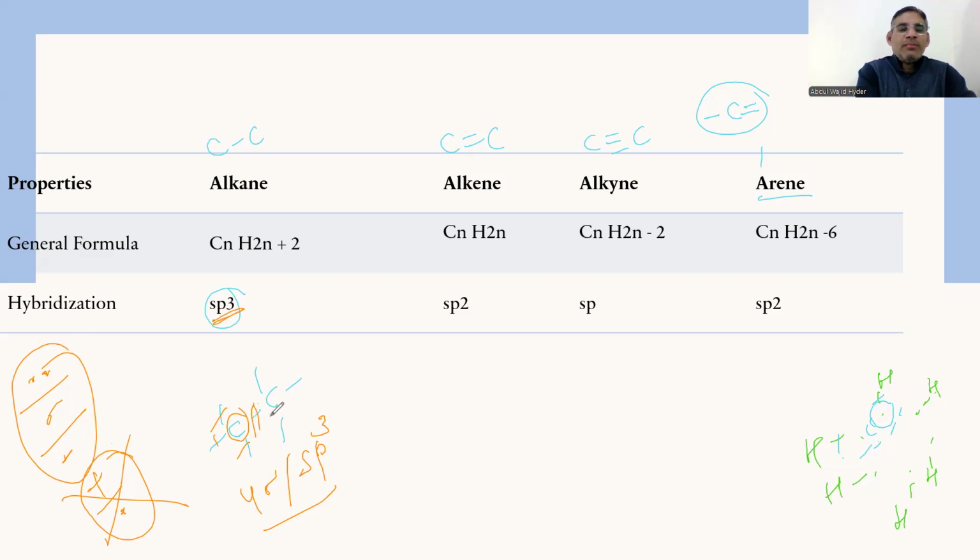Since here there are 4 sigma bonds, this carbon is having 1, 2, 3, 4. This carbon is also having 1, 2, 3, 4 sigma bonds. So the hybridization will be sp3.